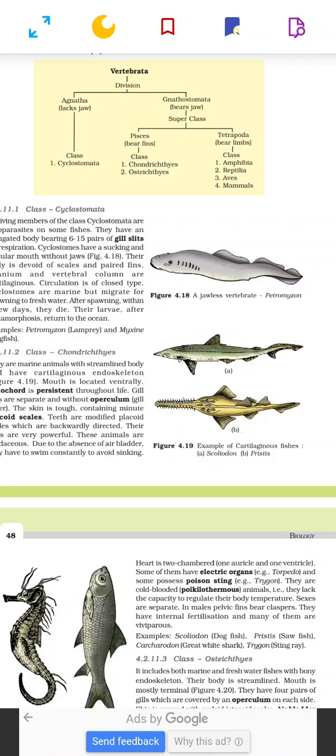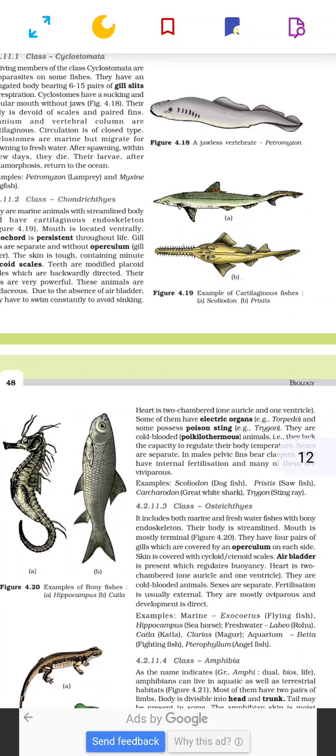In figure 4.19, examples of cartilaginous fishes, that is Scoliodon and Pristis, are shown. Examples of cartilaginous fishes are Scoliodon, that is a dogfish, Pristis, that is a sawfish, Carcharodon, that is the great white shark, and Trygon, a stingray. Class Osteichthyes.